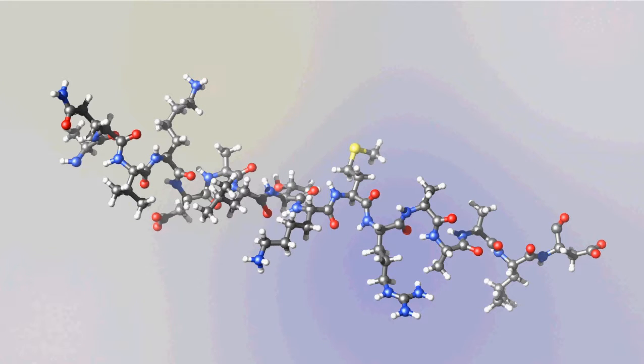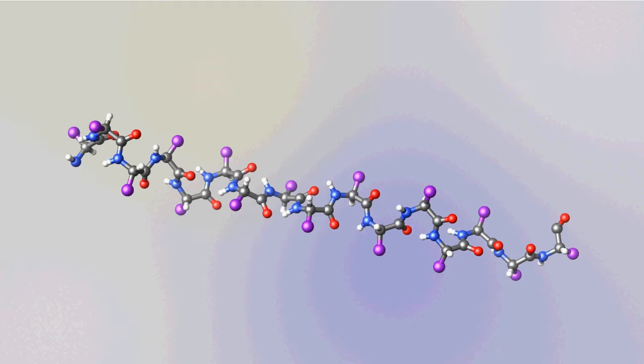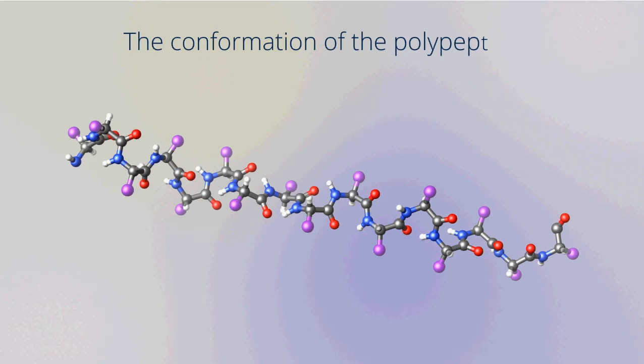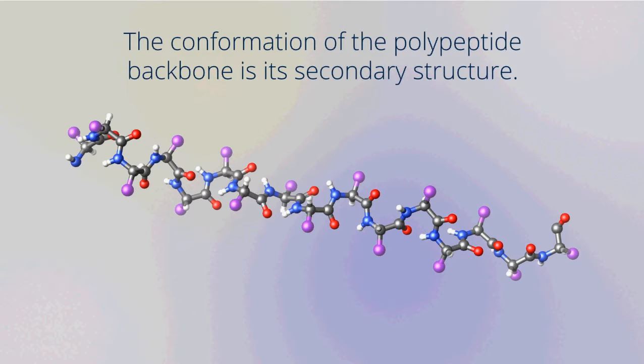This polypeptide segment contains 16 amino acid residues. If the side chains are replaced by simple spheres, we can focus on the structure of the polypeptide backbone. Each amino acid residue contributes an NH group, an alpha carbon, and a carbonyl group to the backbone. The shape of the polypeptide backbone is called its secondary structure.